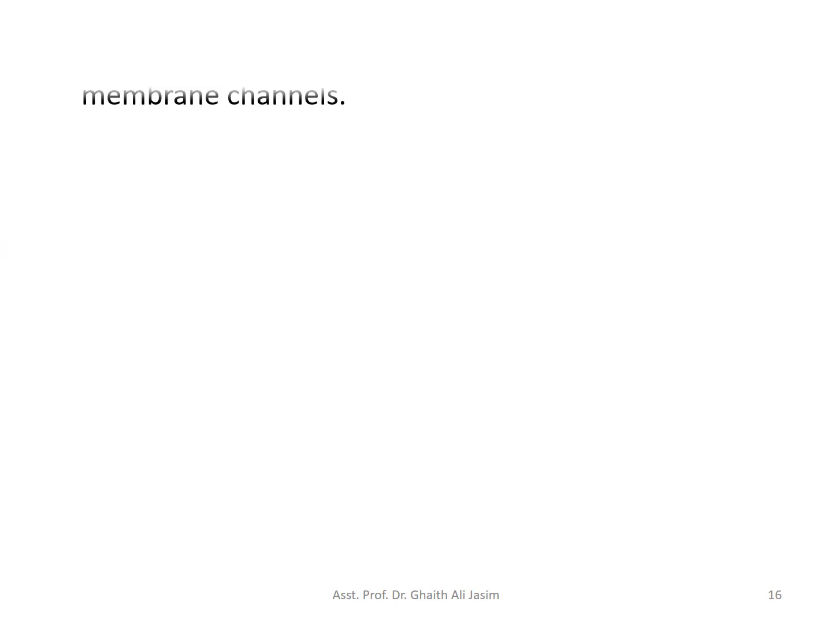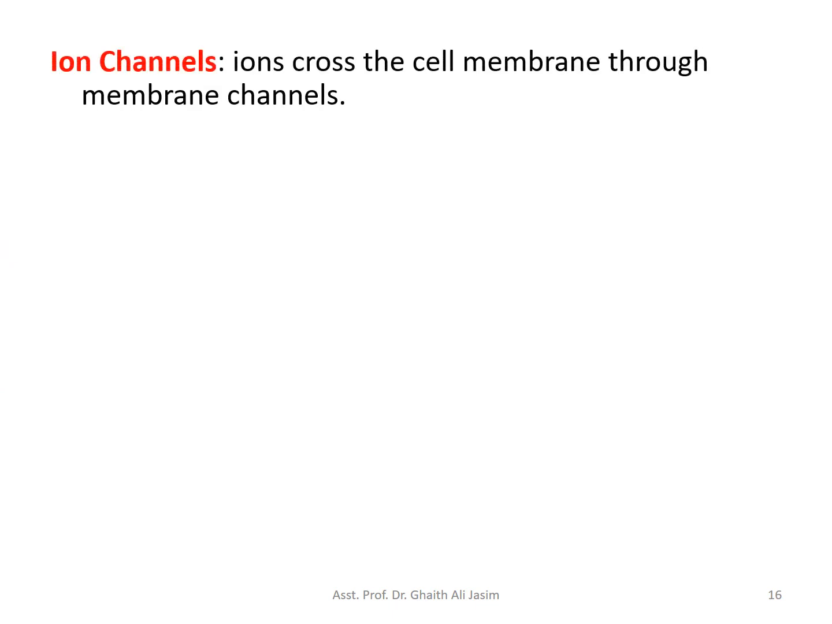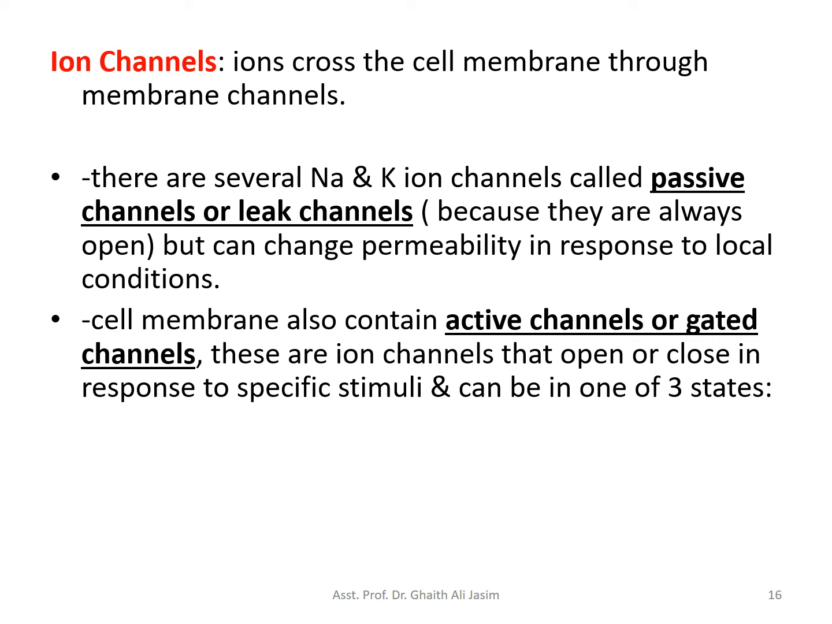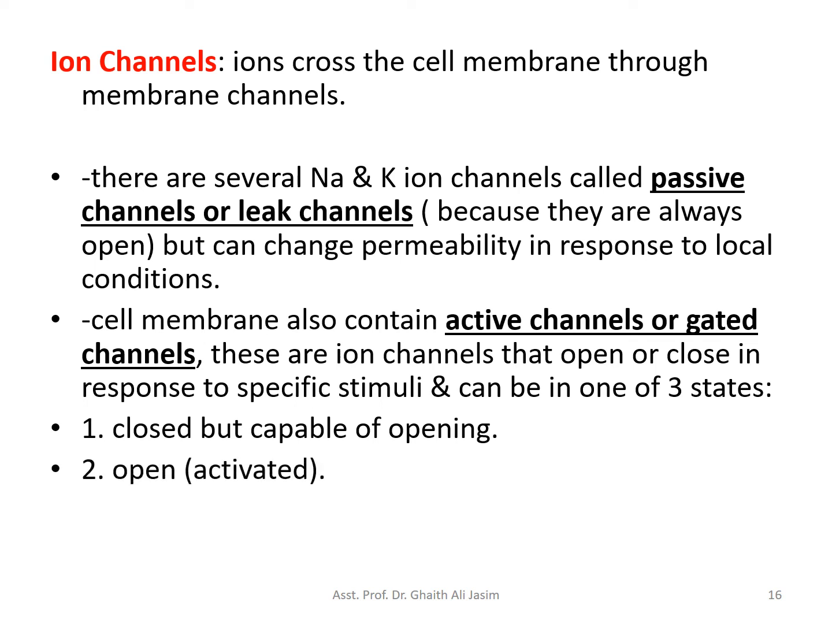Ion channels. Ions cross the cell membrane through membrane channels. There are several sodium and potassium ion channels called passive channels or leak channels, because they are always open but can change permeability in response to a local condition. The cell membrane also contains active channels or gated channels. These are ion channels that open or close in response to a specific stimulus and can be in one of three states. Number 1, closed but capable of opening. Number 2, open, activated. Number 3, closed and incapable of opening.